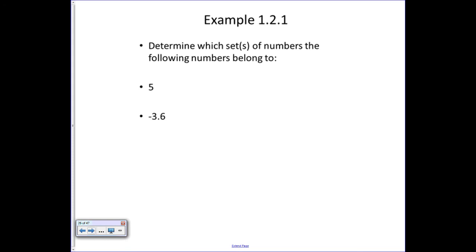So first, let's just determine what sets of numbers these following numbers belong to. So we have 5. And automatically, all of these are real numbers. Now, we can write 5 as a fraction of two integers, 5 over 1. Right? So since we can write it as a fraction, it's not irrational. And since we can write it as a fraction, it's a rational number. But it's also a whole number, a natural number, and an integer.